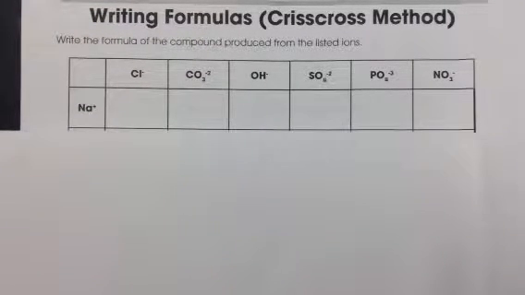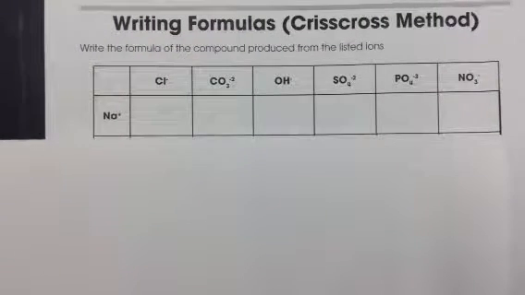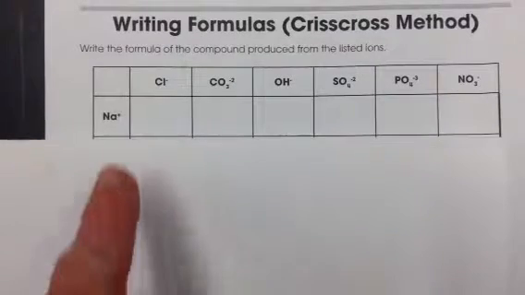Today we're going to learn how to write formulas of ionic compounds using the crisscross method. In our last exercise, we learned how to figure out how many of each of the types of ions we would need in order to have a ratio that would make a neutral compound. So today we're going to shorten that up, but let's take a look at what we did before.